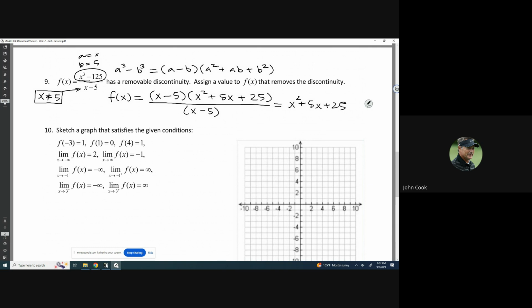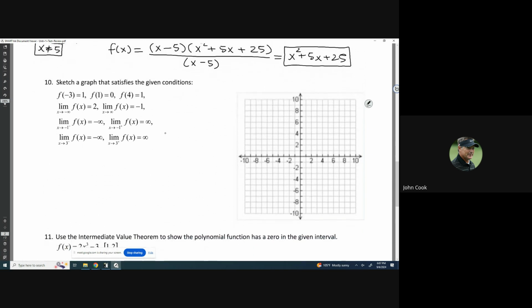I think that's actually what they're asking us to do. Assign a value to f of x. So reduce it, I think, after you remove the discontinuity. So I'd remove the discontinuity. So I think that maybe it's asking for that as well. So that's what I would assign as equivalent to f of x without the discontinuity in it.